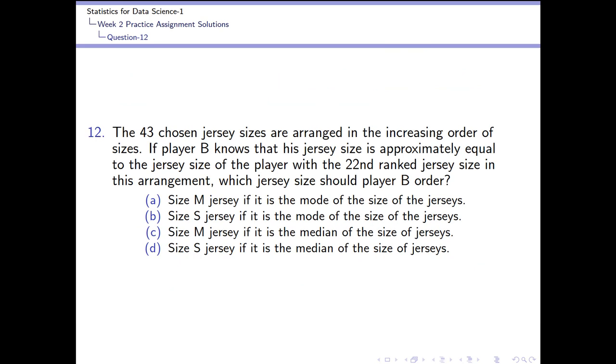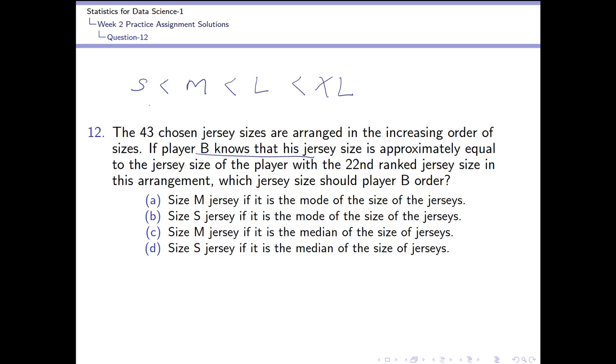12th question. The 43 chosen jersey sizes are arranged in increasing order of sizes. That is, first all S size jerseys are arranged, then all the M size jerseys, then all L size jerseys, and after that all XL jersey sizes are arranged. If player B knows that his jersey size is approximately equal to the jersey size of the player with the 22nd ranked jersey size in the arrangement, which jersey size should player B order?